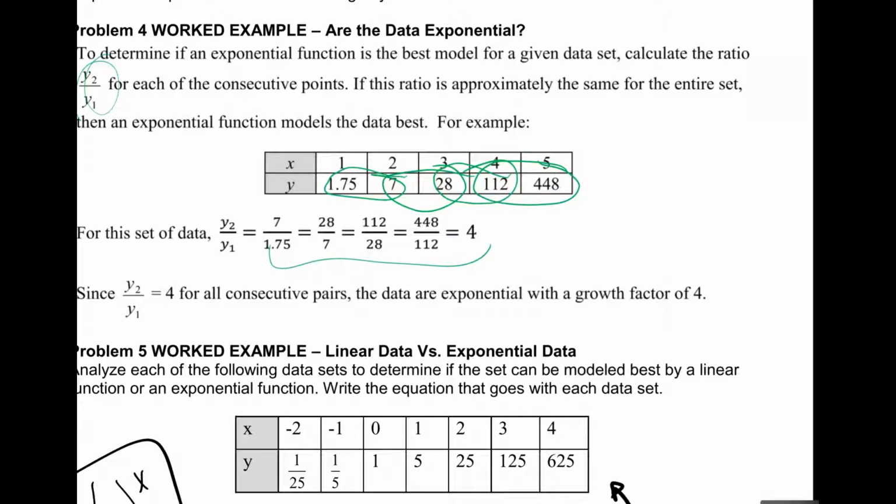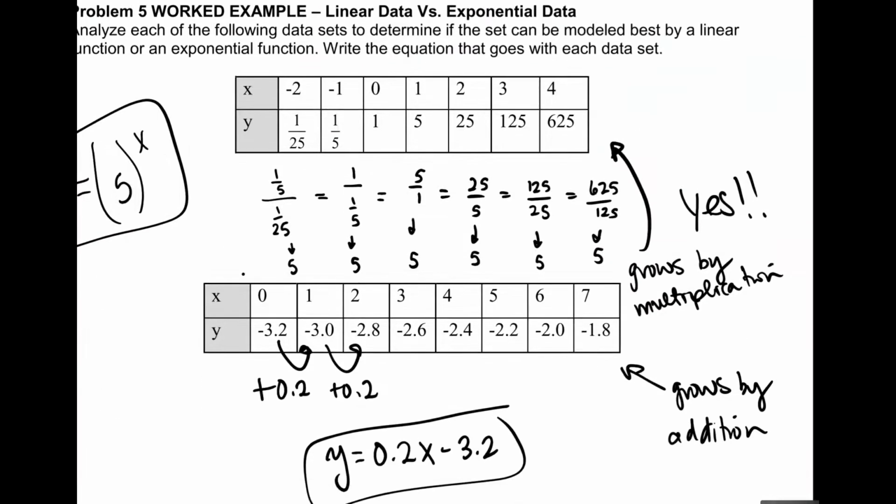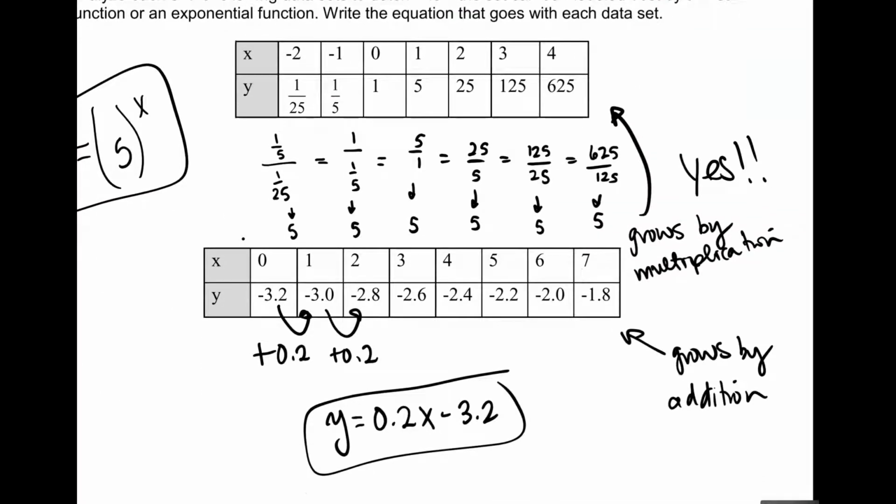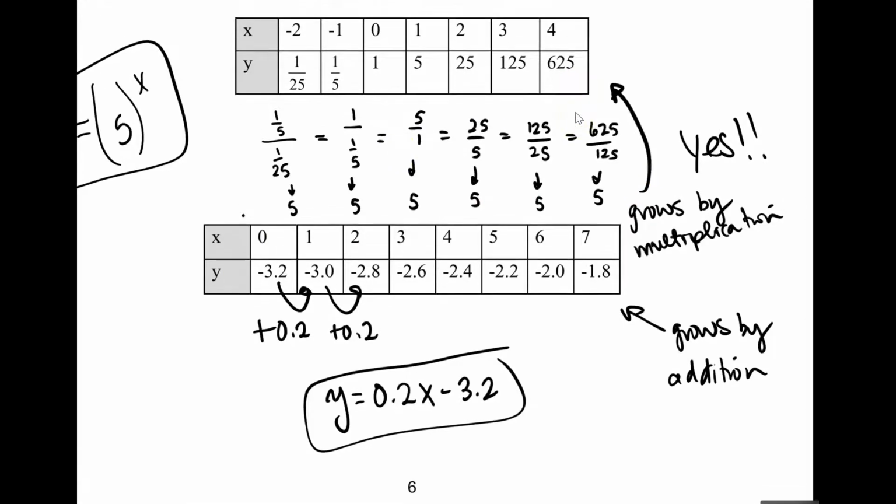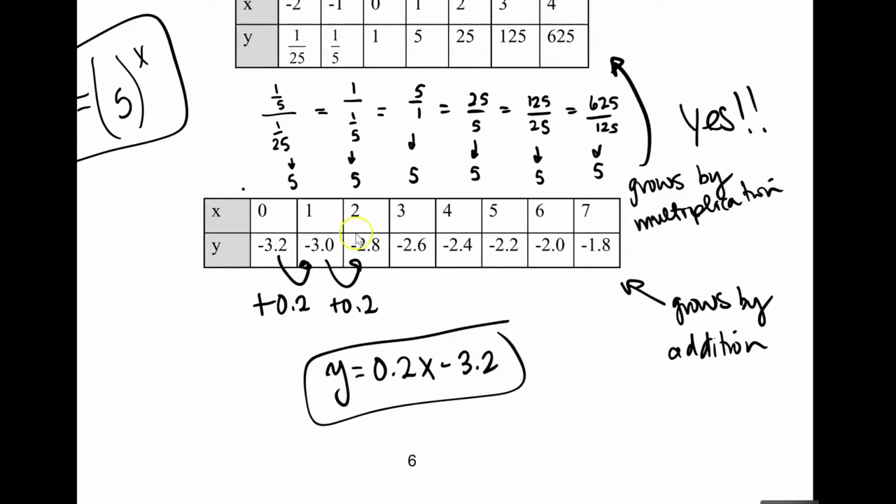So what you can do is try example 5, pause the video. All right, so is this going to be exponential? I see, okay, I am growing by the same ratio every single time, by 5. And technically this is y equals 5 to the x. So this grows by multiplication, versus the second example, where we are adding 0.2. We're not multiplying by anything, we're adding. So the second one's going to be linear, because it's growing by addition.